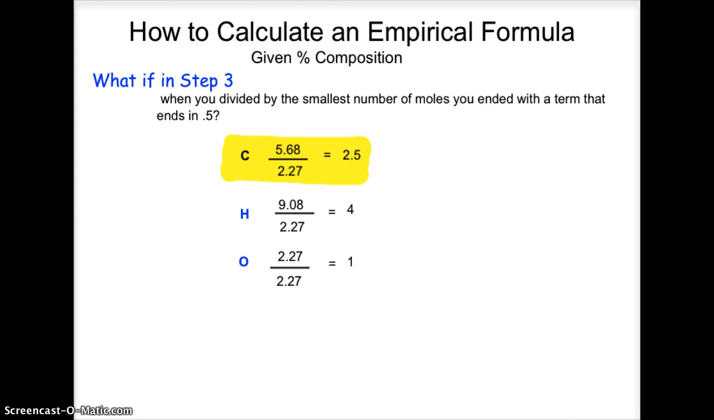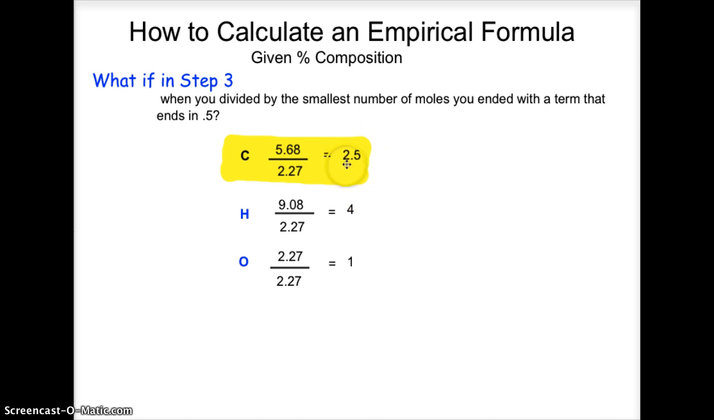Now, what if, when you were doing that work and you were dividing by the smallest number of moles, you ended in a term that ends in 0.5? It's not okay just to round this to 3. You will have to do some additional work.